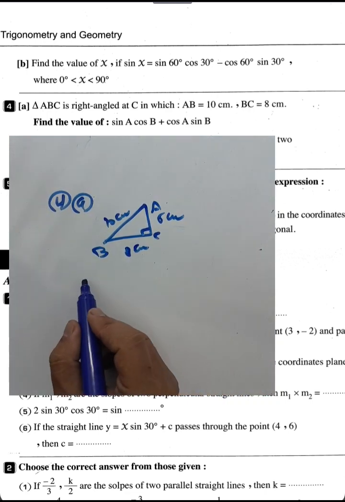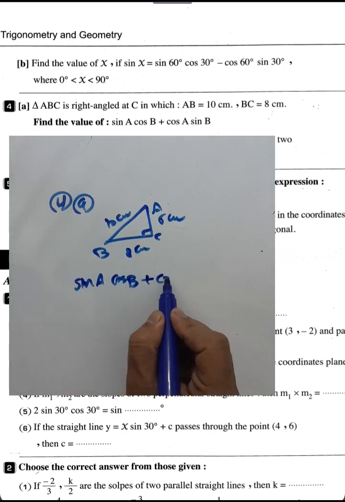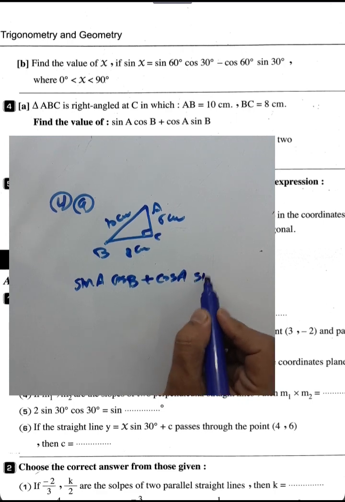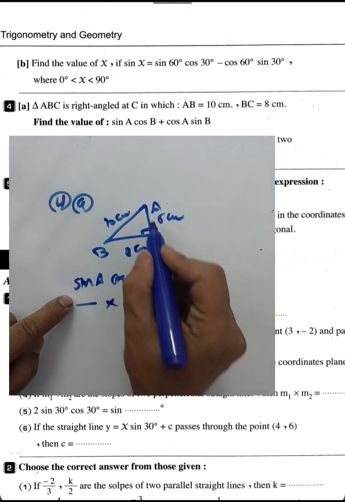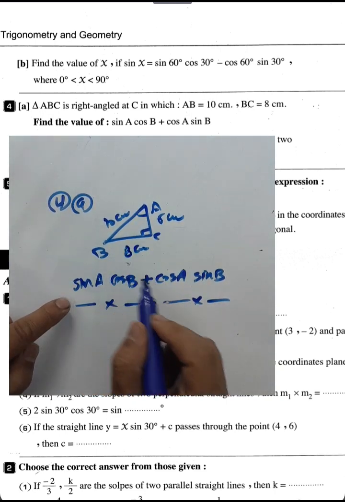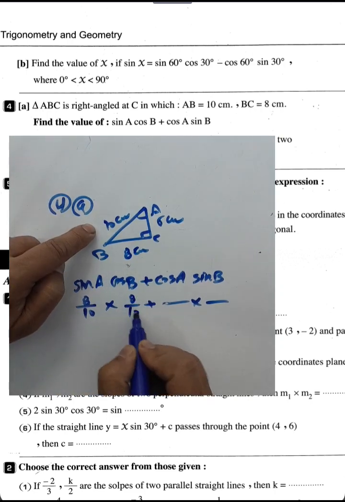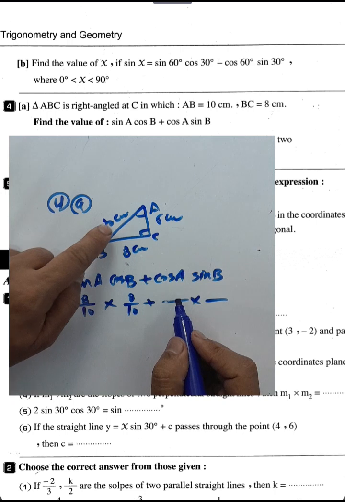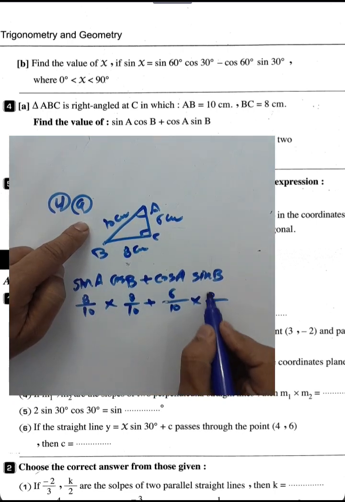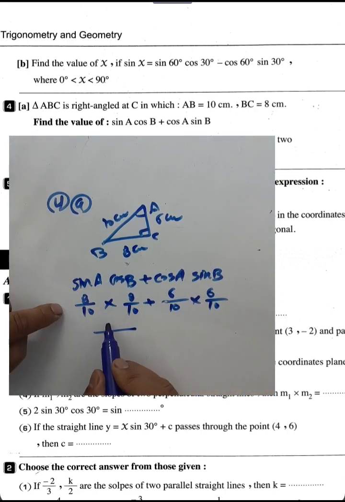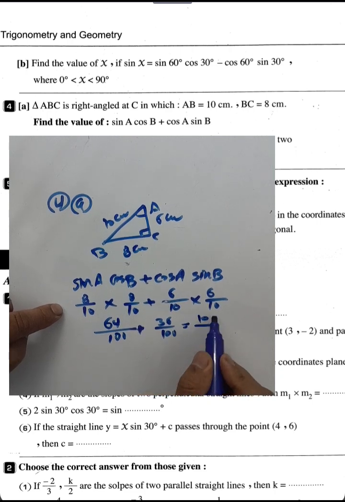We want to find sine A cosine B plus cosine A sine B. For angle A, sine will be opposite over hypotenuse, 8/10. Cosine B is adjacent over hypotenuse. Cosine A is adjacent over hypotenuse, 6/10. Sine B is opposite over hypotenuse. Then the result will be 64/100 plus 36/100, which is 100/100, and that equals 1.